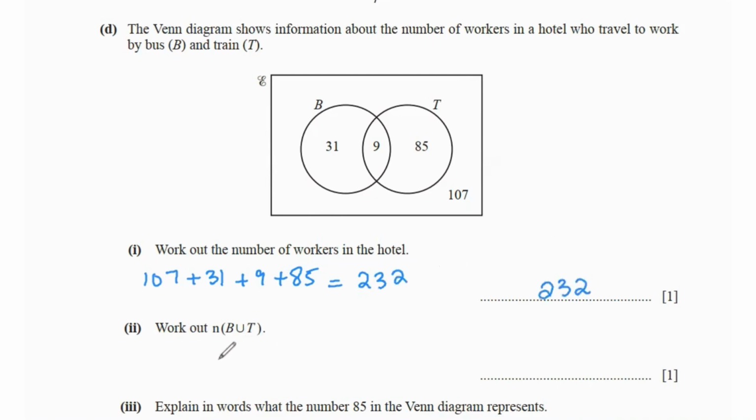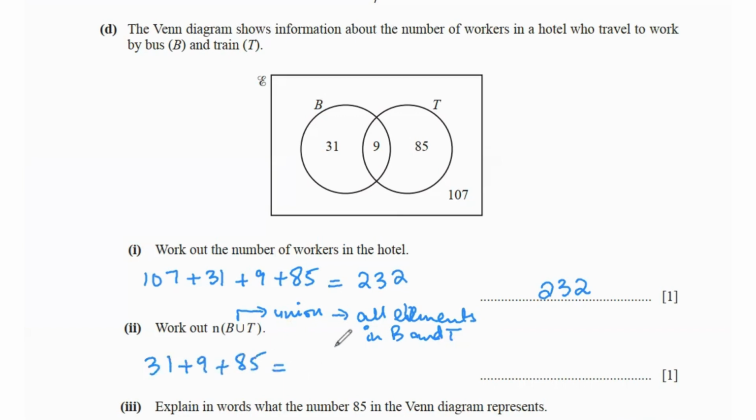Then it says work out the number of B union T. When you see the U sign, that means union. And union means all elements in B and T. So all elements in B and T are 31 plus 9 plus 85. And that is going to give us 125.